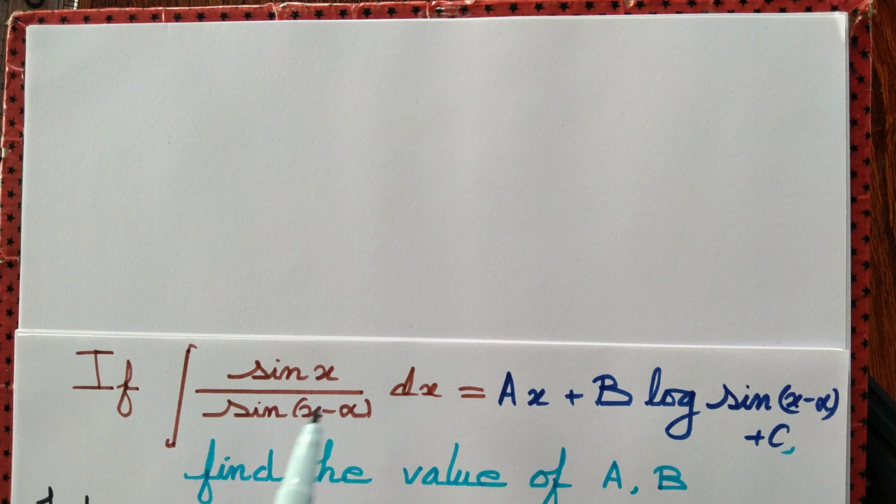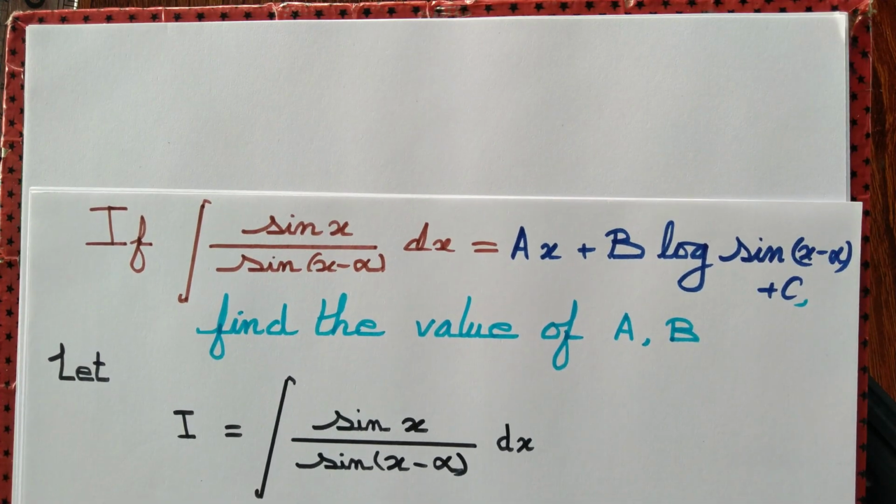If the integral of sin x by sin of x minus alpha equals ax plus b times log of sin of x minus alpha plus some constant of integration, can we find the value of a and b? Of course, yes. And we can do it by two methods. If we know how to integrate it, we can simply integrate it. If we do not know integration, then also it can be done. So we will do it by two different methods.